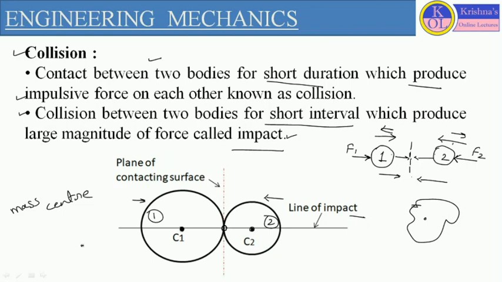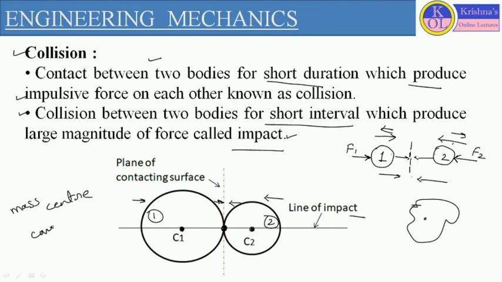Line of impact we generally define as a line which is joining the two mass centers of the bodies, as well as passing through the point of contact of the two bodies. When two bodies come in contact, and we consider this contact for a short duration, because of this contact we consider an impulsive force which can change the direction of the body. So there is a contact point.